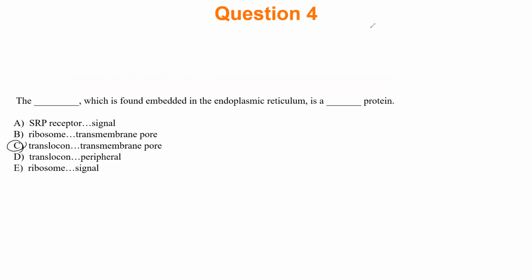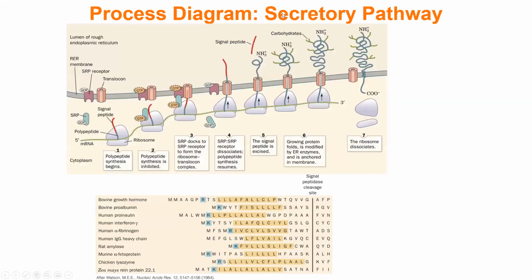If we go back to the translocon in our secretory pathway diagram, that's a protein embedded in the membrane of the ER right here. And you can see it's a pore because it is letting a protein through the membrane.